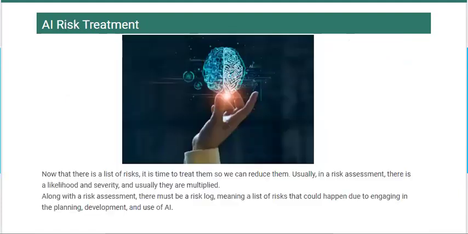AI risk treatment. Now that there is a list of risks, it is time to treat them so we can reduce them. Usually, in a risk assessment, there is a likelihood and severity, and usually they are multiplied. Along with a risk assessment, there must be a risk log, meaning a list of risks that could happen due to engaging in the planning, development, and use of AI.